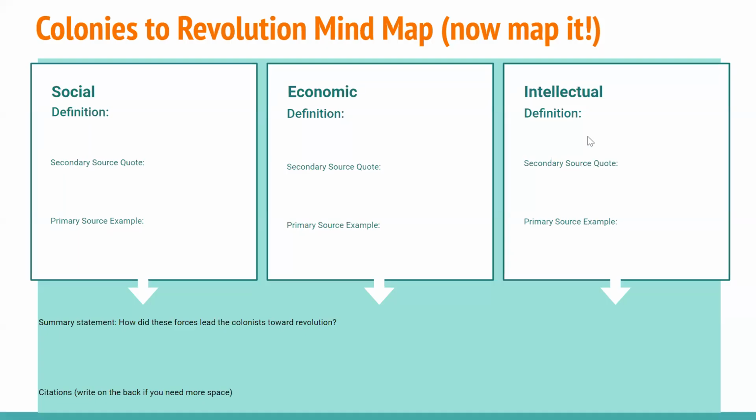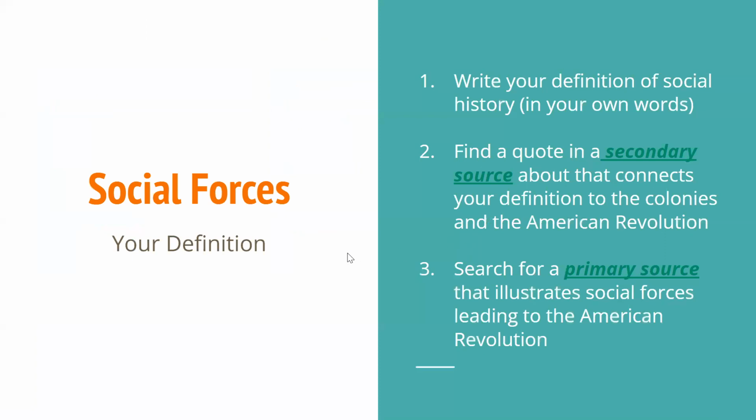Okay, enough buildup. Let's do this. Social, economic, and intellectual realities shaping the American Revolution. Okay, social forces. First, you're going to write your definition of social history in your own words. I'm going to give you some information that might help you write that. And then we're going to move on to steps 2 and 3 after that.